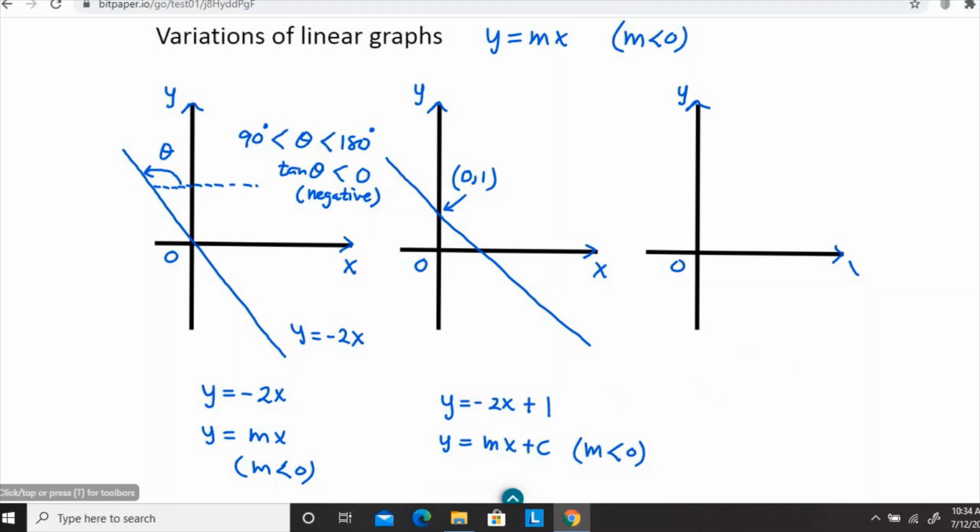The third variation is y equals minus 2x minus 1. So that means the line would go like this. And then this coordinate would be the y-intercept. This time it's going to be below the x-axis: 0, minus 1. And the general form would be y equals mx minus c with m less than 0. So these are the main types of linear graphs that I want to discuss that will be relevant for our course.